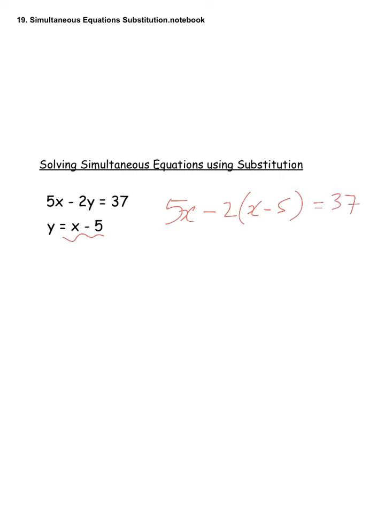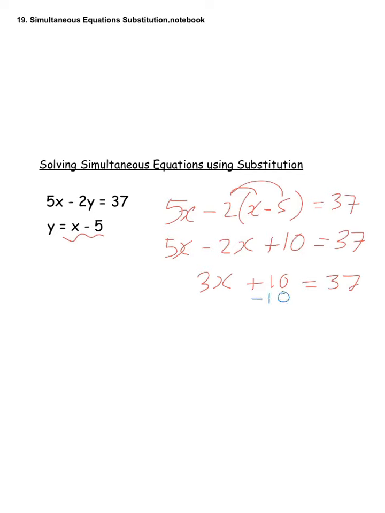Right, we're multiplying through the bracket by a negative number this time, so it's a little bit more tricky. We start with our 5x just like before, and then minus 2x, and minus 2 times minus 5 gives us plus 10, and that's equal to 37. All I've done there is multiply out the bracket. The next part is to add our x's together, or in this case take them away. 5x take away 2x is 3x plus 10, and that's equal to 37.